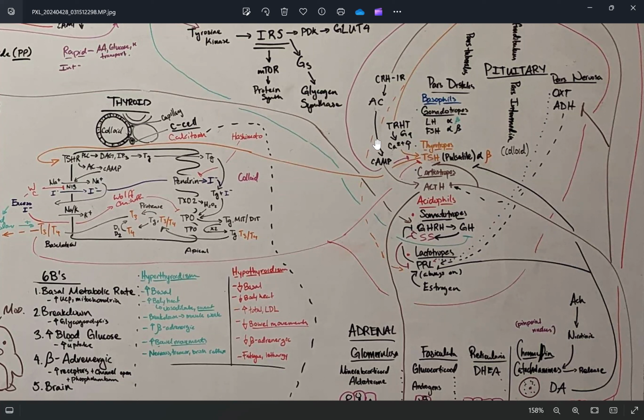In regards to some of the hormones released by the basophils, luteinizing hormone, FSH, and TSH all share the same alpha subunit, but the beta subunit is different. So that's what stimulates the different effects. ACTH. Let's go to the adrenal glands now.